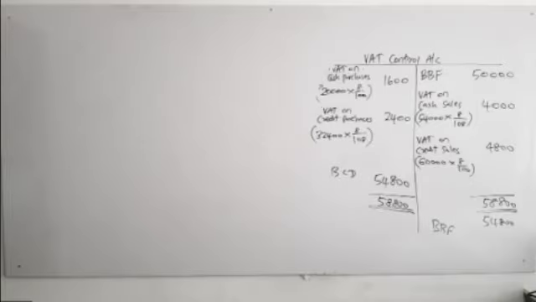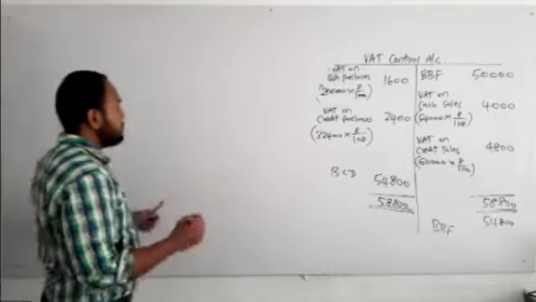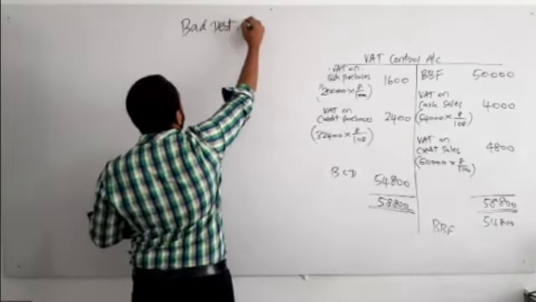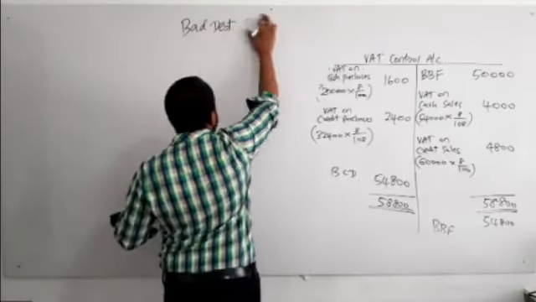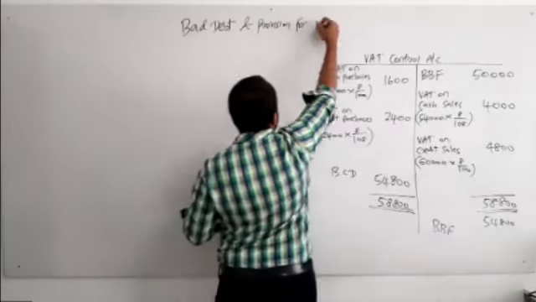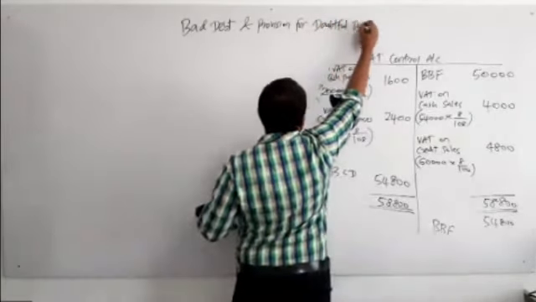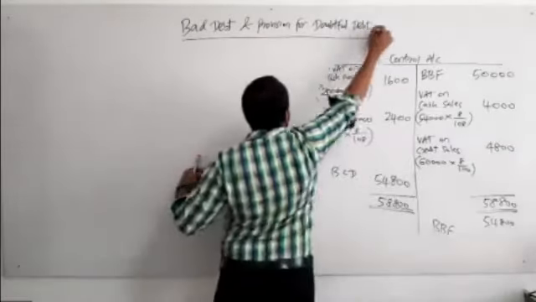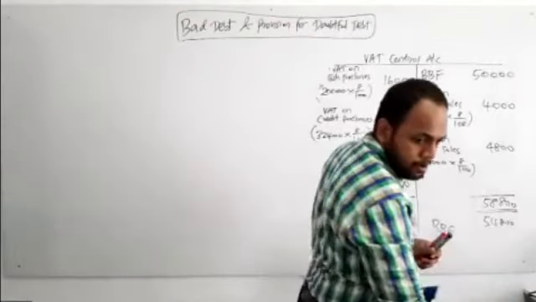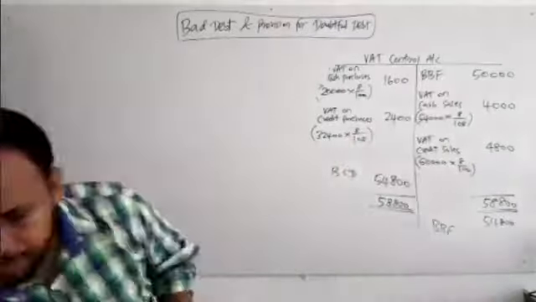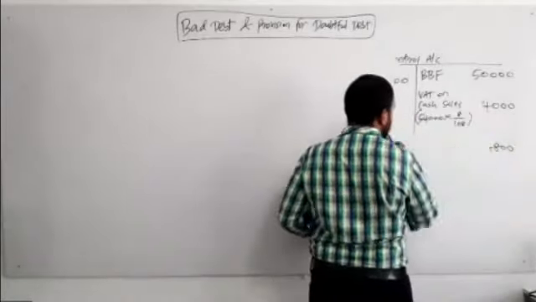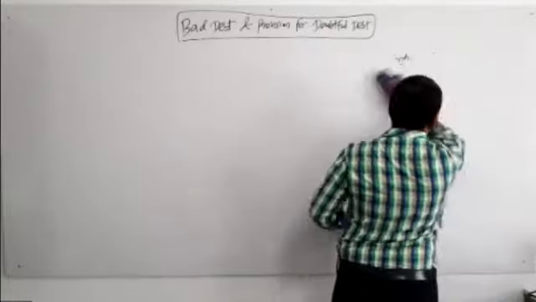Right. So let's discuss the next important adjustment: bad debt and provision for doubtful debt. So I will be giving a full comprehensive summary.